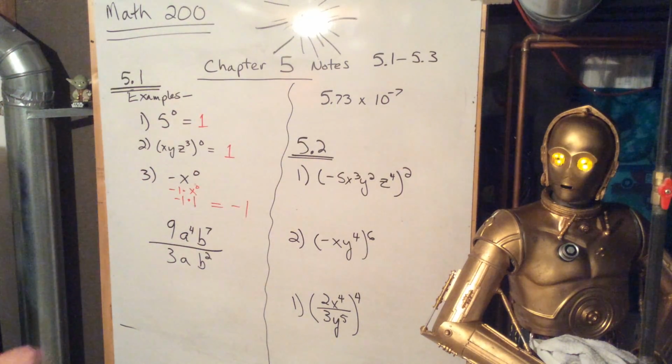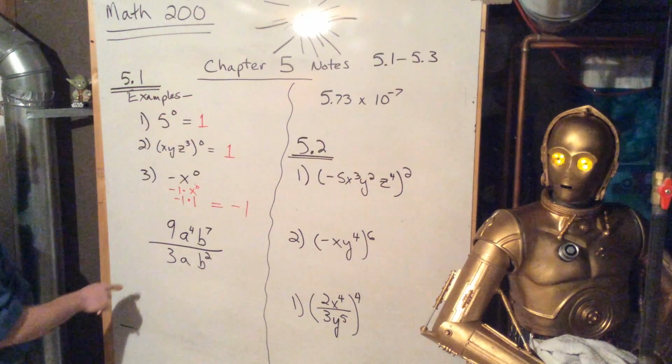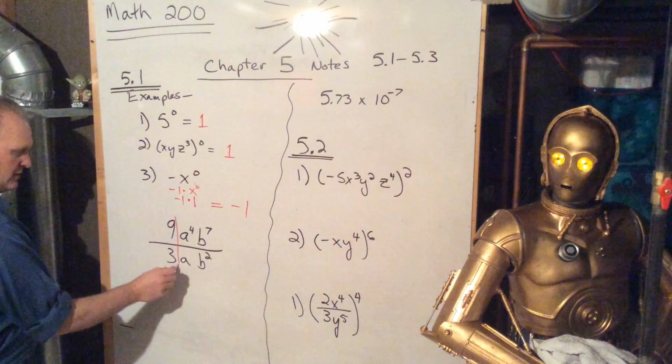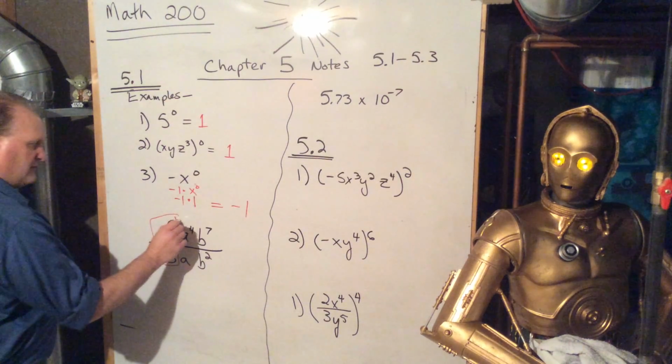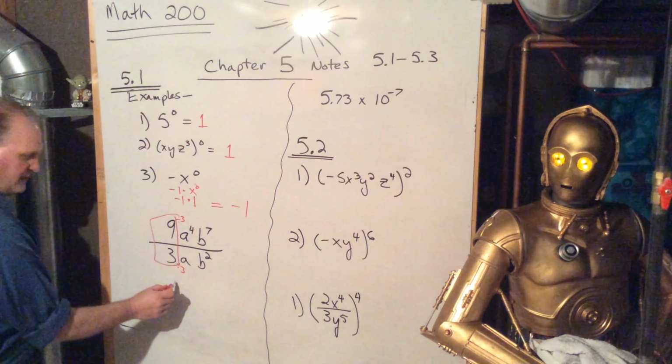All right? Then on the bottom of the first page of the Chapter 5 note packet, we've got this. So 9/3, we reduce just like how we always reduce fractions. You find something that goes into both of them, 3 in this case, and we end up with 3 over 1.